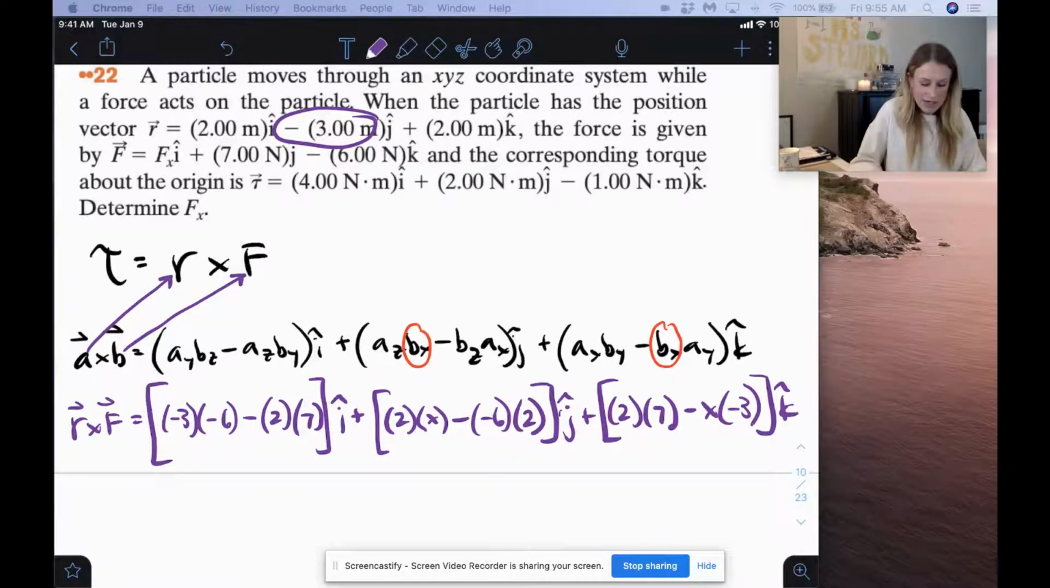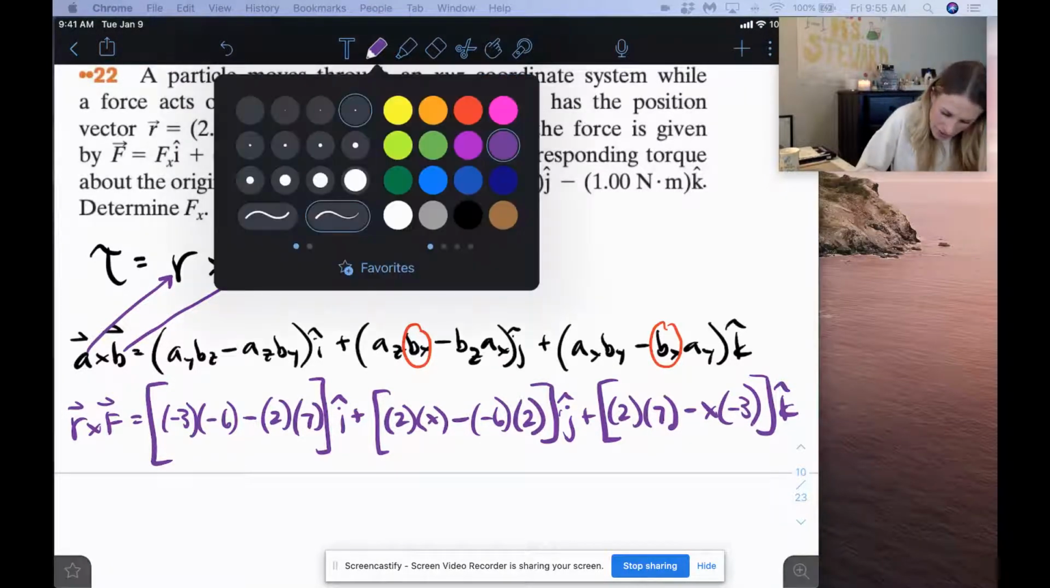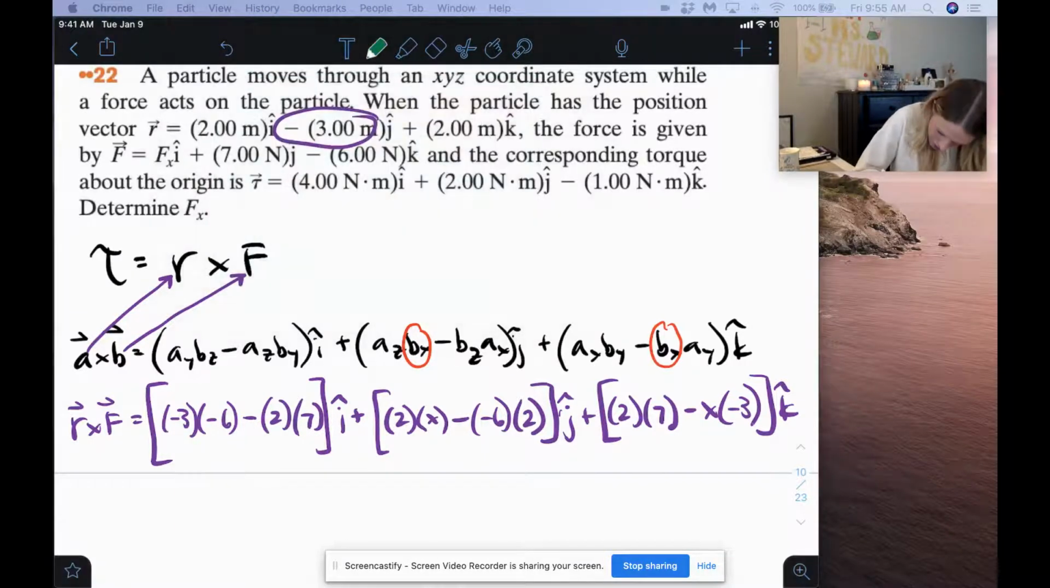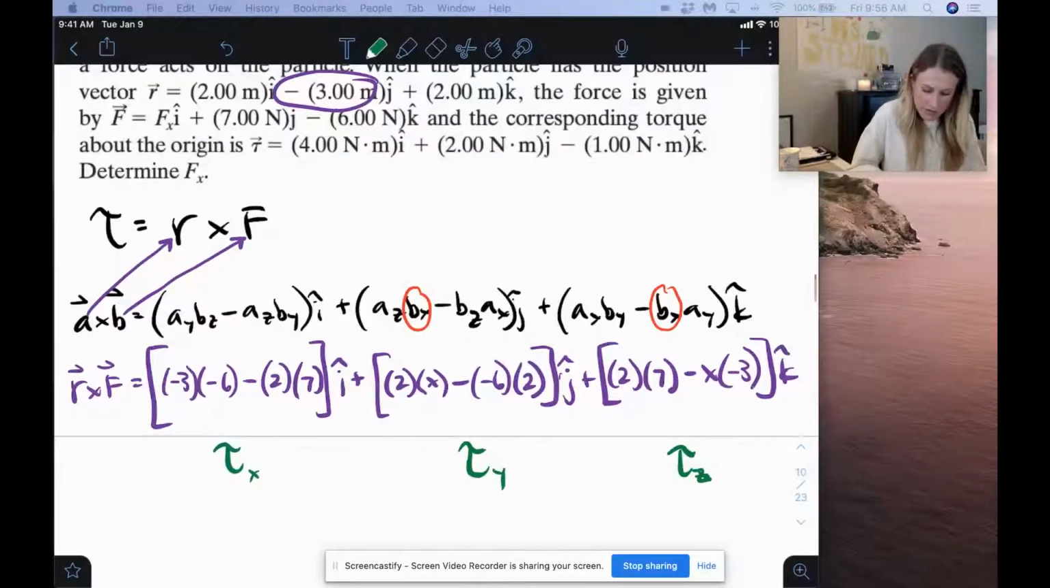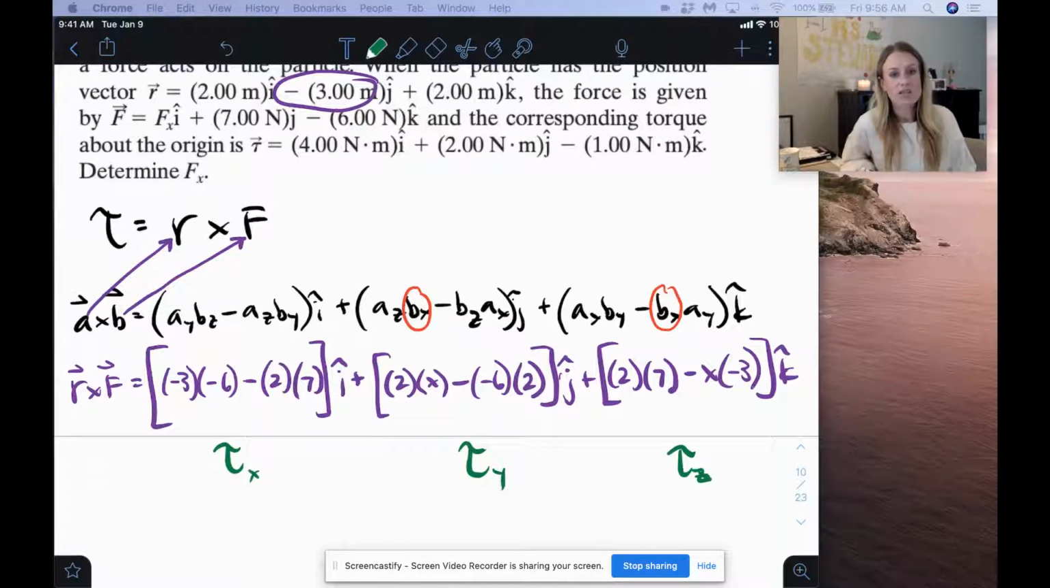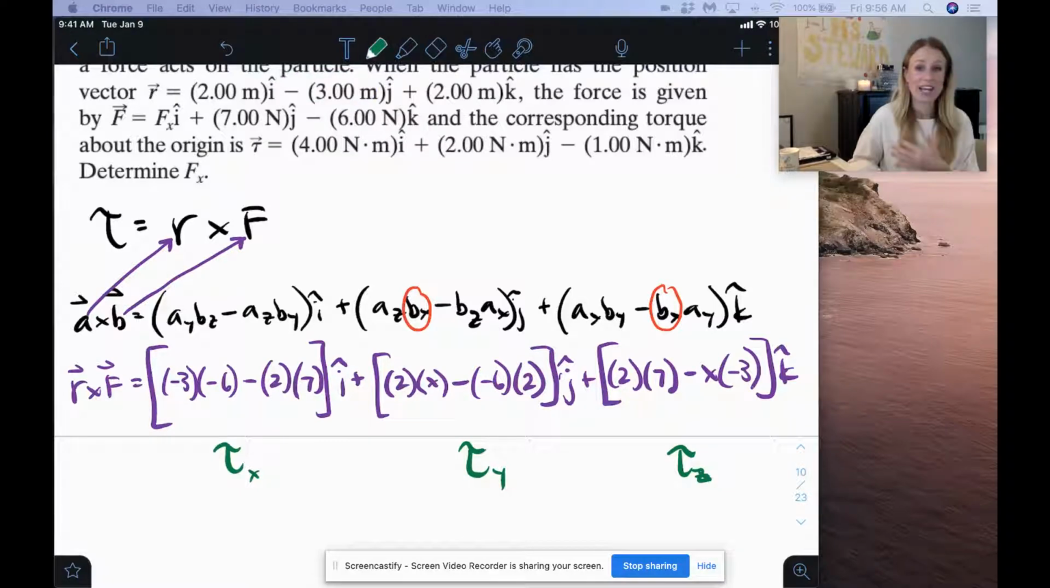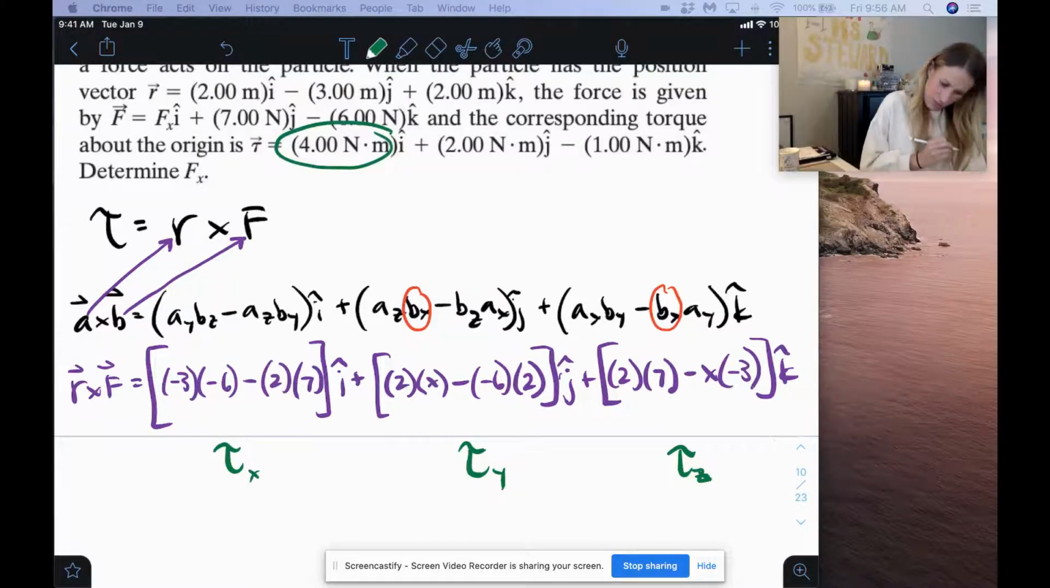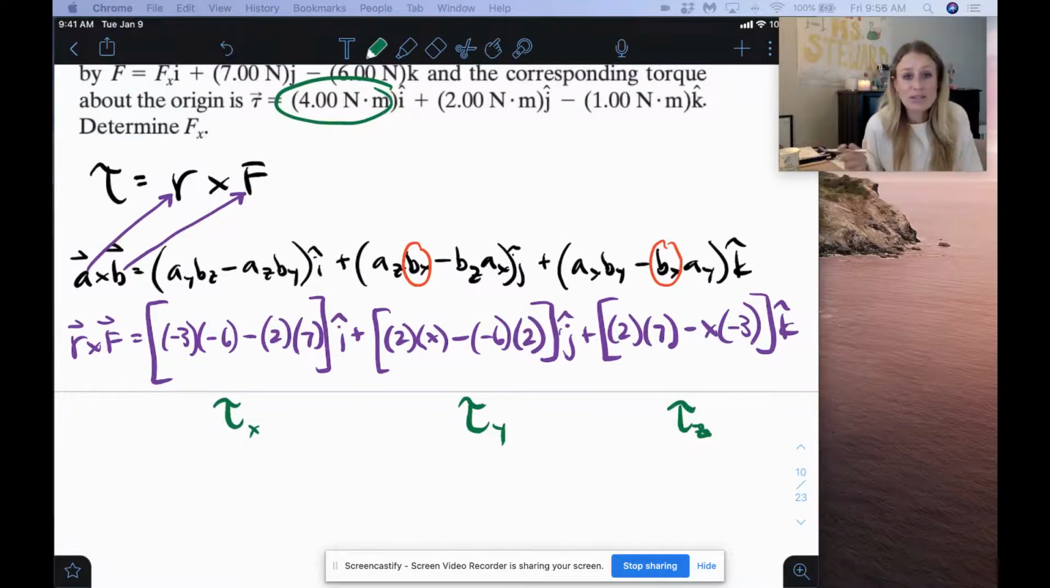Now what we do here is we remember that here we're finding the resultant vector, which is torque. So that means that this should be torque in the x direction, this should be torque in the y direction, and this should be torque in the z direction. Okay, so for this first one, the x direction, because we already have all those numbers, we can just use it as checking our work, making sure we're doing this correctly. So torque in the x direction should be equal to 4 newtons times meters. Okay, so let's see if it's equal to 4 newton times meters.